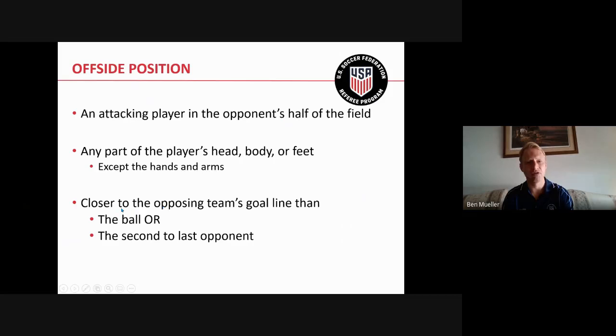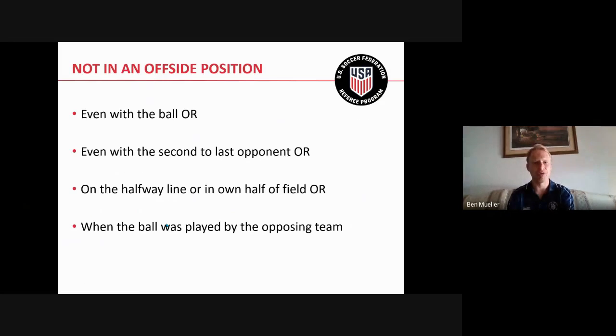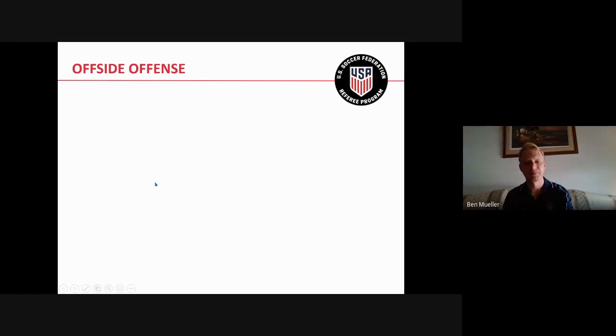The second part is you must be closer to the opposing team's goal line than both the ball and the second to last opponent. So the three elements, again, you must be on your attacking half of the field, and you must be closer to the team's goal line than both the ball and the second to last opponent. You're not in an offside position if you're even with the ball, even with the second to last opponent, you're on the halfway line, or when the ball is passed by the opposing team or played by the opposing team. So you must get the ball from a teammate. It must be touched by a teammate. Okay? So again, even is onside, or if you're on the halfway line.